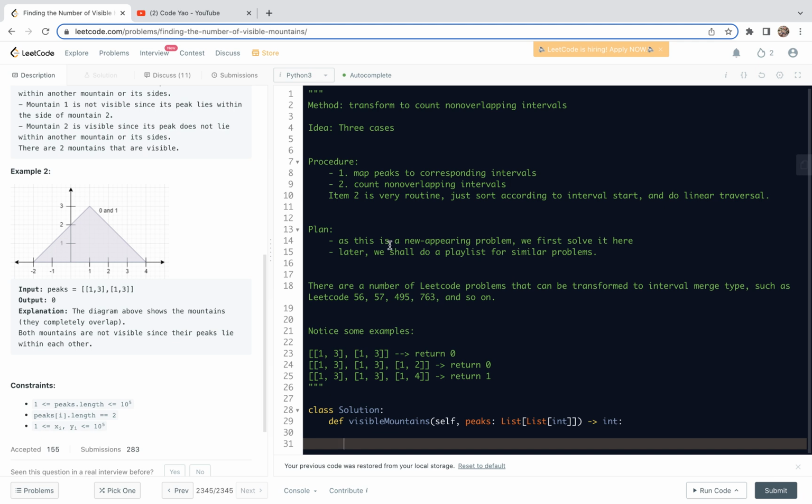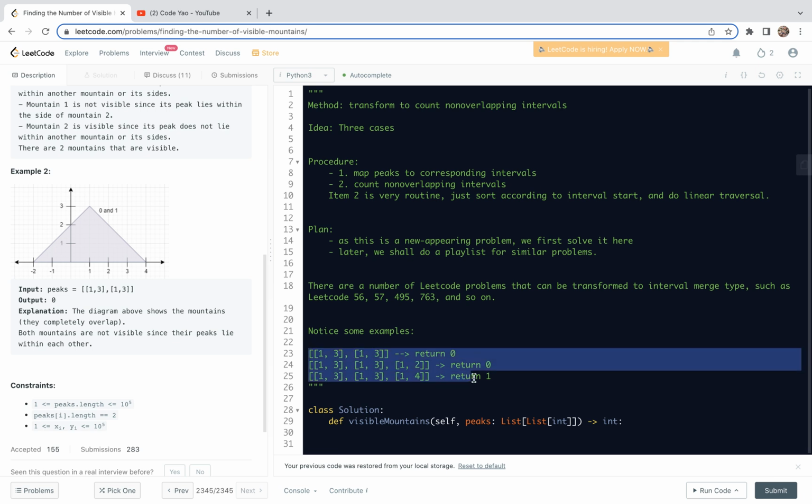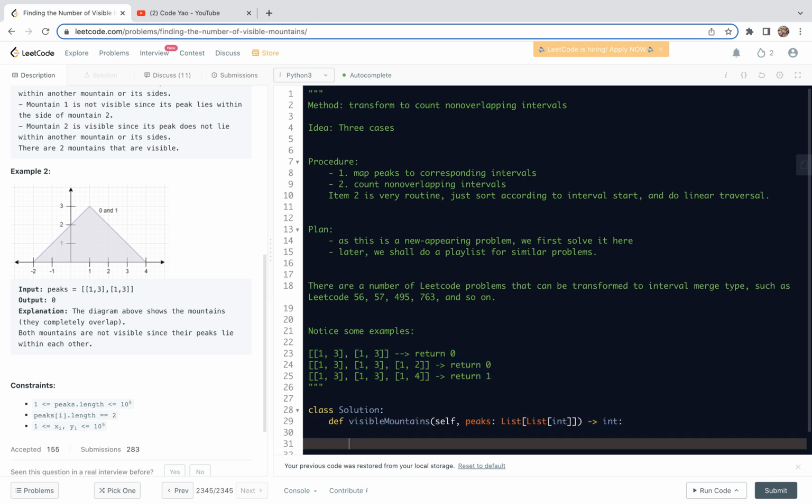As this is a new appearing problem, we first solve it here. And later, we shall do a playlist for similar problems, in other words, the interval merge type. So actually, there are a number of Leetcode problems that can be transformed to interval merge type, such as Leetcode problems 56, 57, 495, 763, and so on. So before we write the code, it's good to have some examples like these 3 in mind.